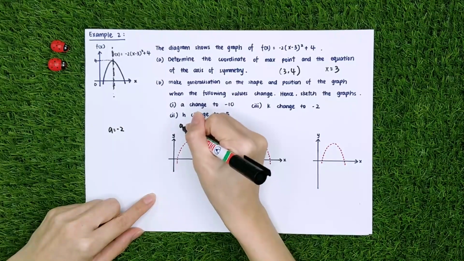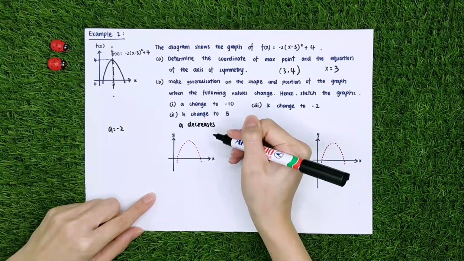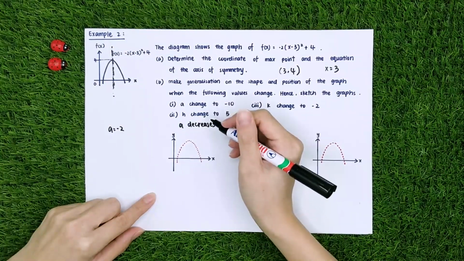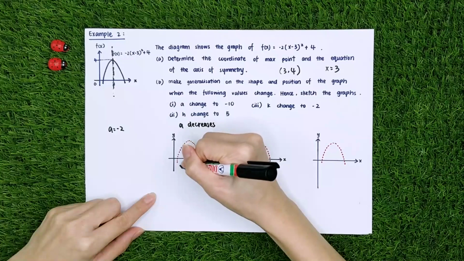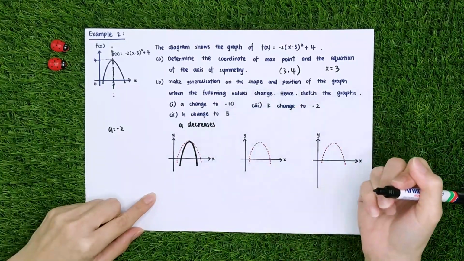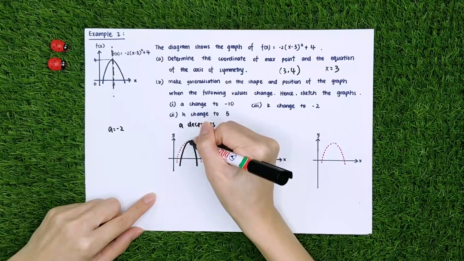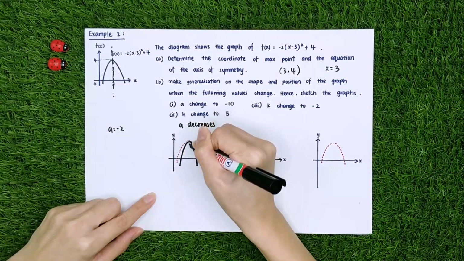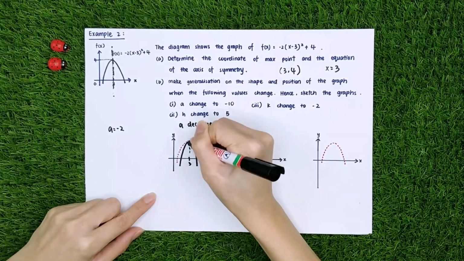That means a decreases. When a decreases, that means my graph will be narrower. This is my new graph, okay? And the maximum point is still the same, which is 3, 4.